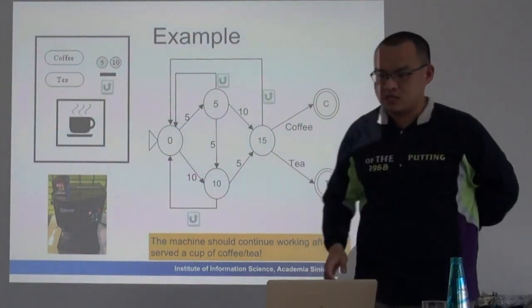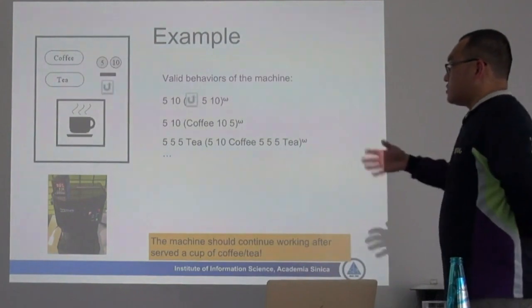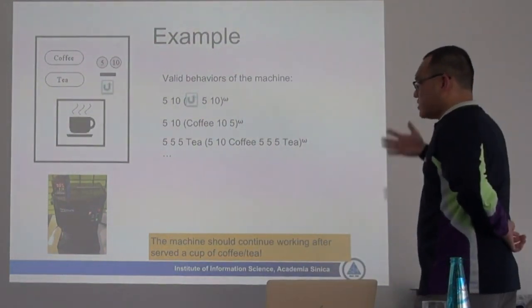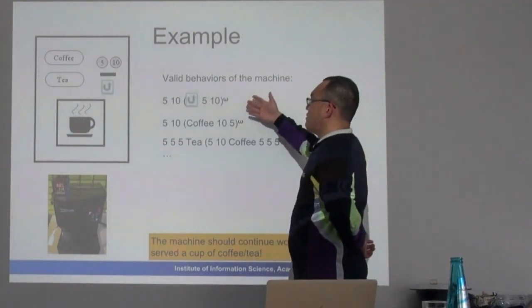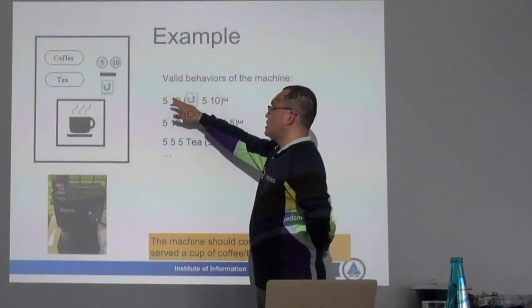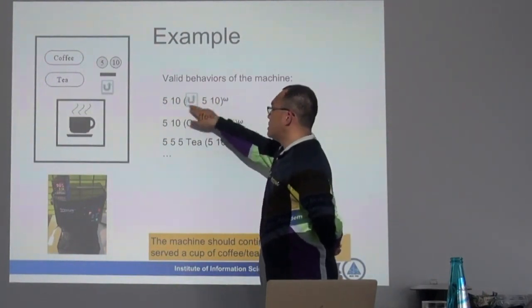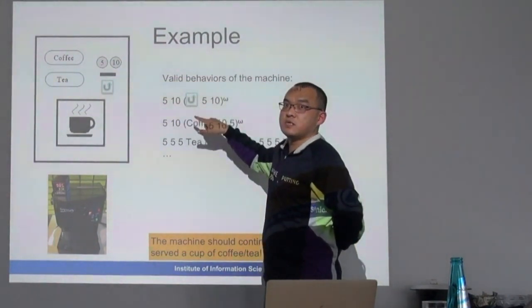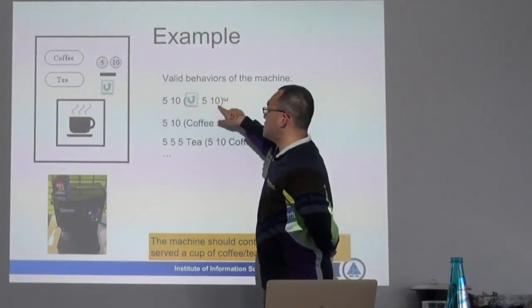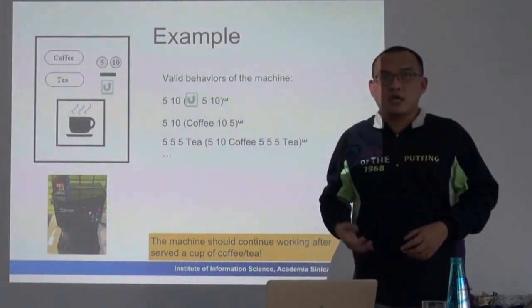So in order to model the non-terminating behavior of a coffee machine, it should accept behaviors like this: insert 5, 10, return coin, and another 5. This symbol means that I repeat this behavior infinitely many times. I can keep doing this. This is a valid behavior of the system. And a set like this we call an omega regular set.